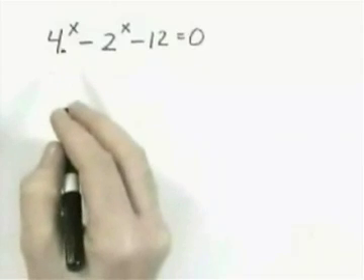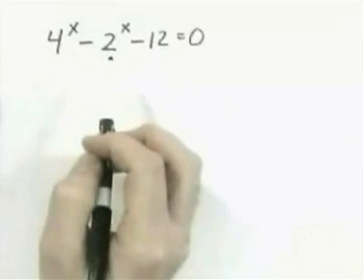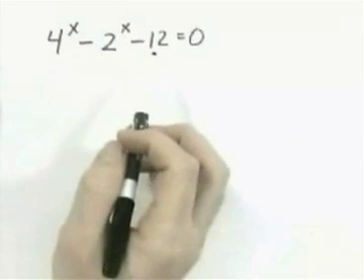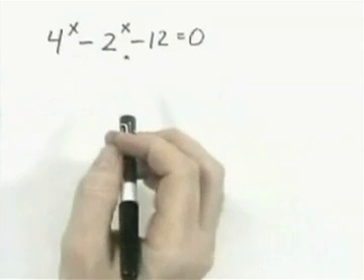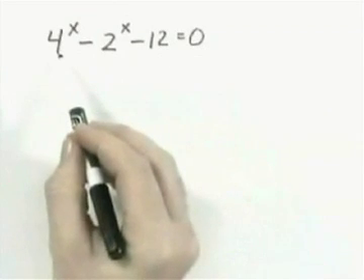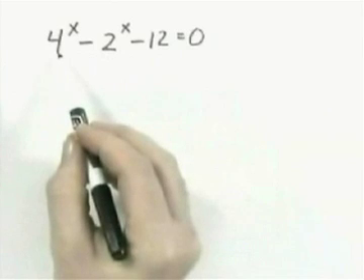We're now going to direct our attention to solving exponential equations. In this first exponential equation, we're going to recognize that the equation is quadratic in form. We have 4 to the x power minus 2 to the x power minus 12 equals 0. What we need to do here is recognize that the base 4 can be written with a base of 2.